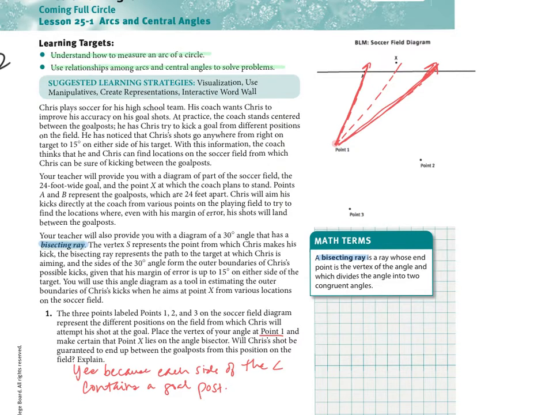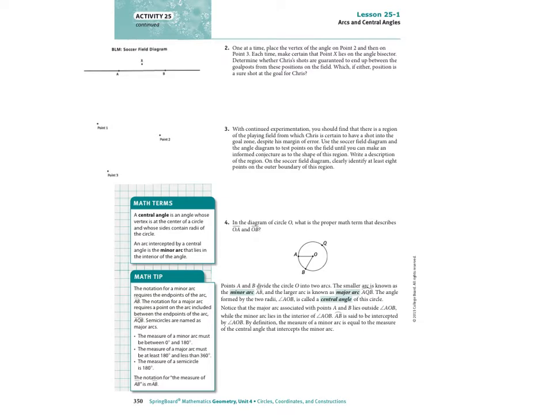Now, we're going to continue and have this same visual, but we're going to use it on our next page to answer questions number 2 and 3. So let's go ahead and head to the next page. So I'm on the next page, and I set up the same visual over here for us to look at. Now for number 2, we're going to go ahead and start placing that 30-degree angle. We're going to try it on point 2. And then we're also going to show it on point 3 and see if those places are going to allow for Chris to make his goal.